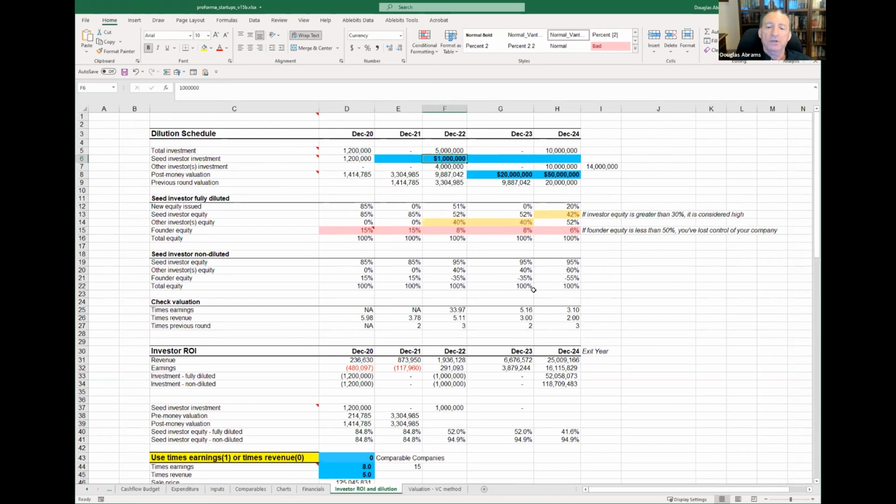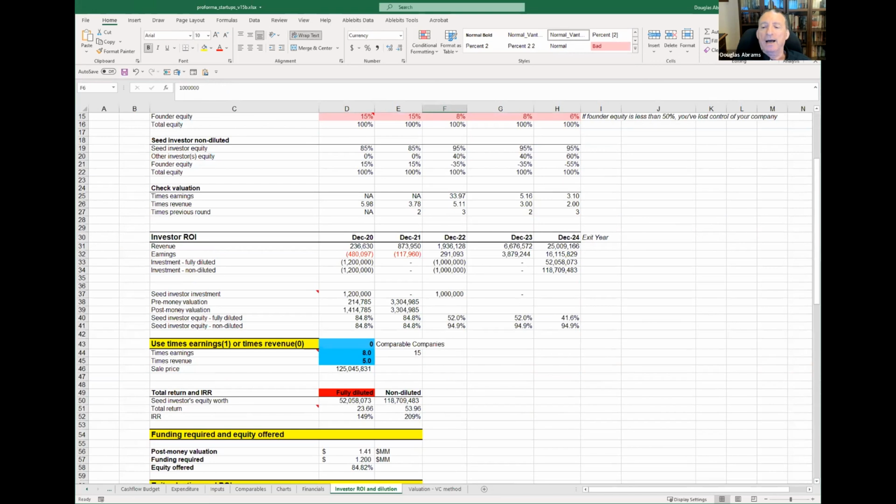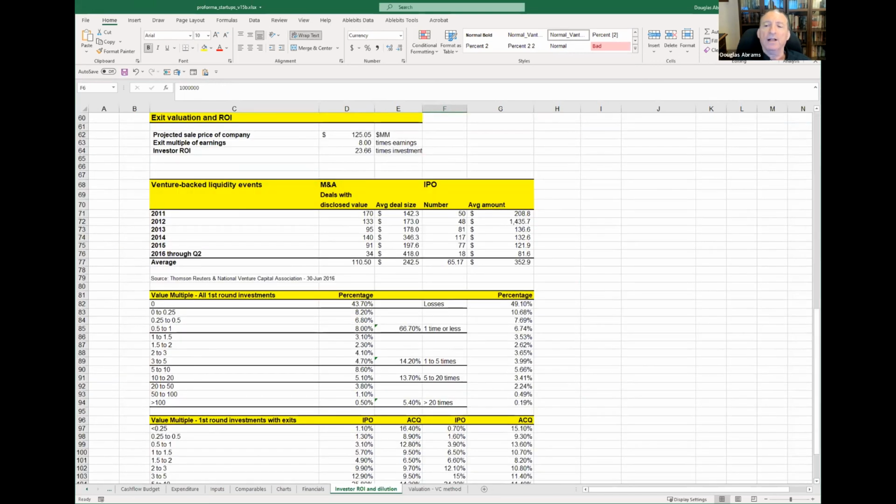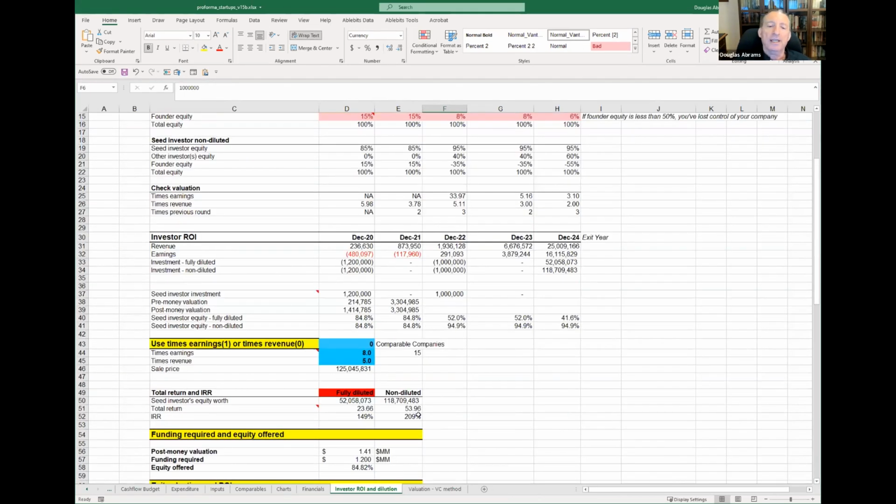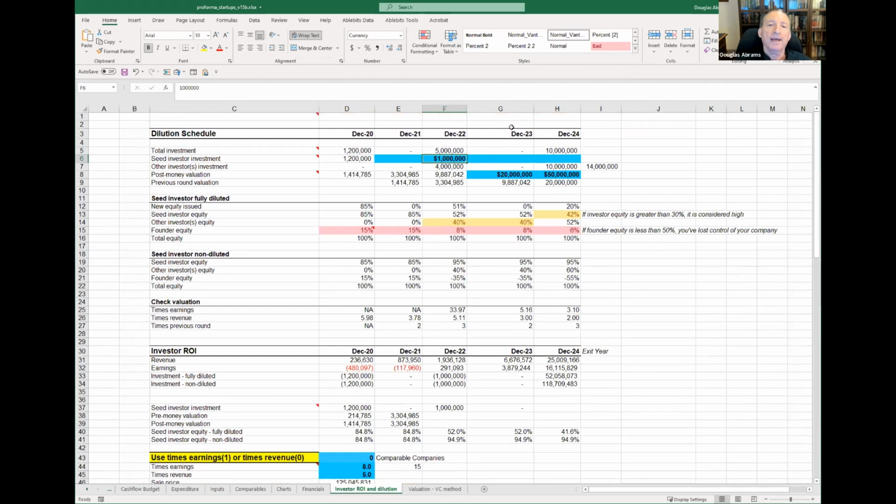I'm going to ask you to vote. Should the seed investor participate in the follow-on round? The question is, the seed investor has an option to participate in the follow-on round of funding. Should they participate or not participate? Remember, if they participate, their ROI will go down.